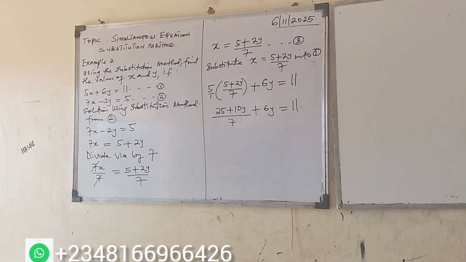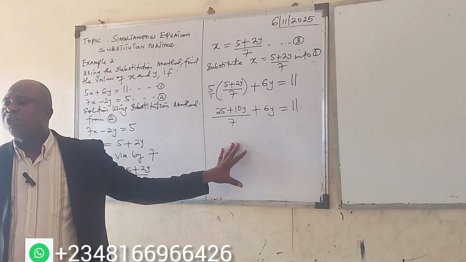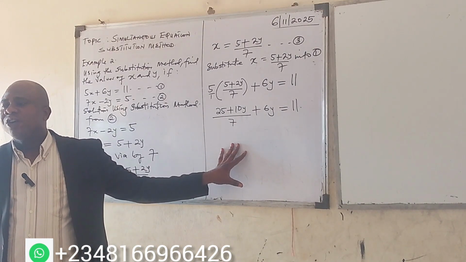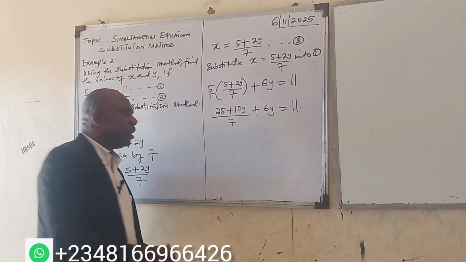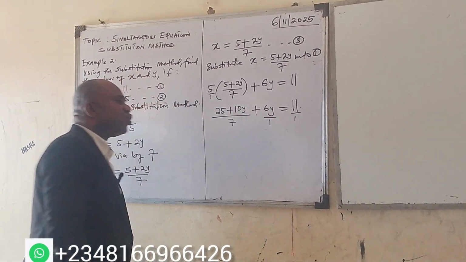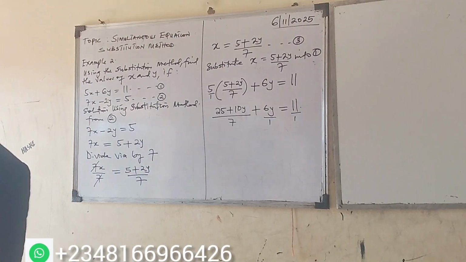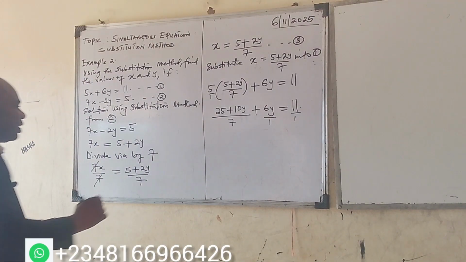Good. Now the next step is to remove the fraction. Is that clear? Yes, sir. To remove the fraction, we have to multiply by the LCM. What is the LCM here? Because 6y is equal to 6y over 1, and 11 is 11 over 1. So what's the LCM of 7, 1, and 1? 7.